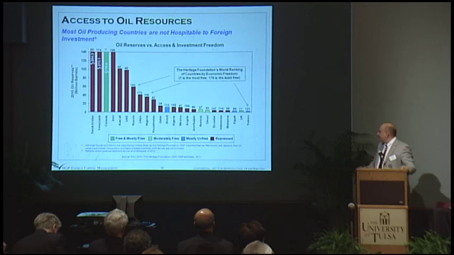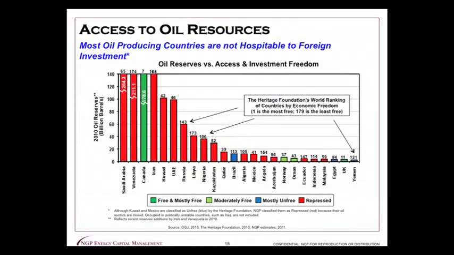And if you look at the evidence here, what we've done on this chart is we ranked world oil reserves, and then we plotted the economic freedom index against them. But since the numbers are small and you cannot see them from far away, we decided to color code them. Red is not accessible. Green is accessible. And you can see that most of the world reserves are not accessible.